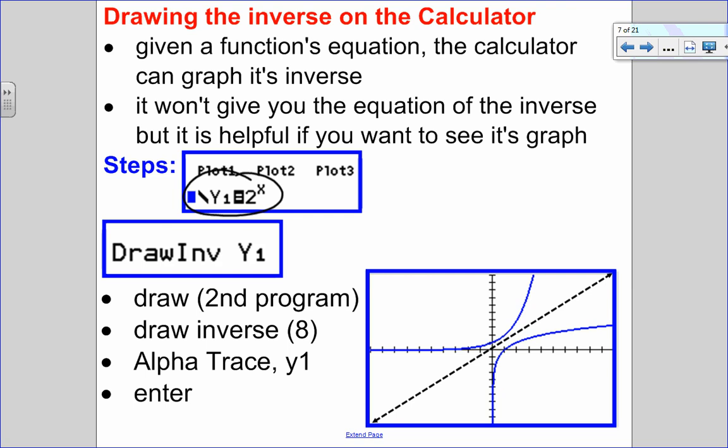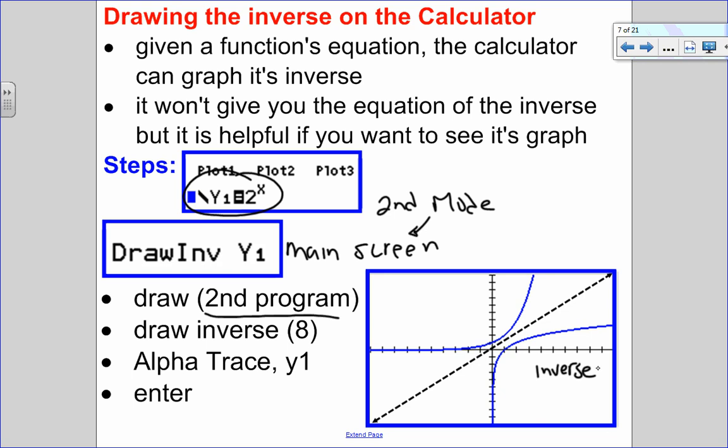Now the calculator needs to know what you want to draw the inverse of. So this is on my main screen. After I went into y equals, I went out onto my main screen by doing second mode to quit. Once I did that, I did draw inverse. It's in the draw menu, which is right above program, so second program. Then I have to tell the calculator what I want to draw the inverse of. Well, I want the inverse of what I have in y1. And you can see there is the inverse that it drew. It doesn't give you the equation, but it does graph it.